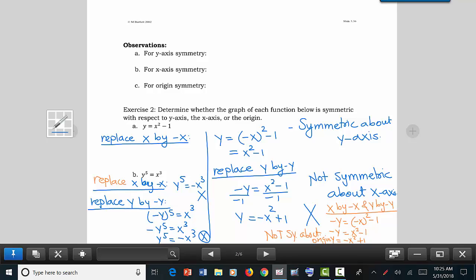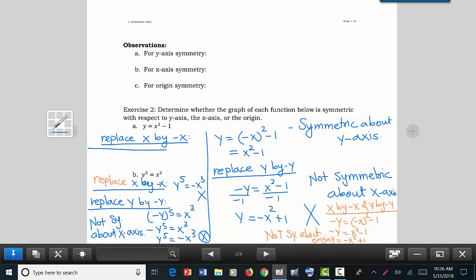So it is not symmetric about the x-axis either. Now finally, let's check. Let's replace x by negative x and y by negative y.